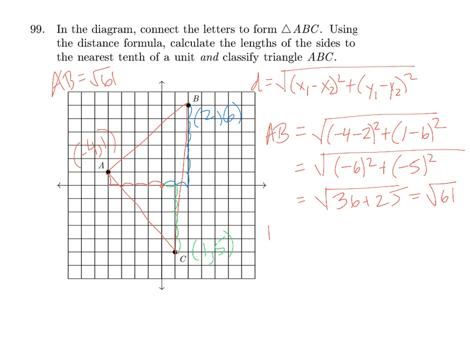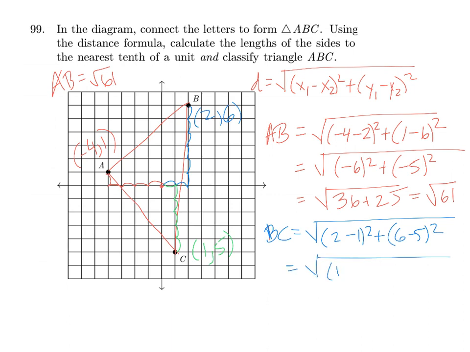All right, now I'm going to go to BC. Let's do that in a different color. BC is going to be 2 minus 1 squared plus 6 minus 5 squared. So I have 1 squared plus 1 squared. So I end up with 2. Is that right? See, that's off. That's supposed to be -5.